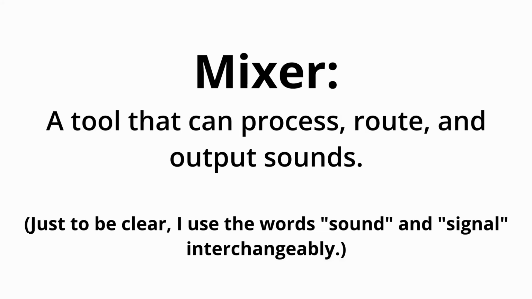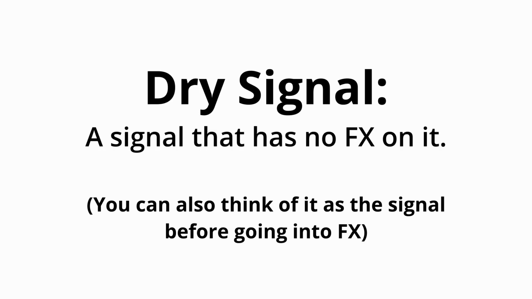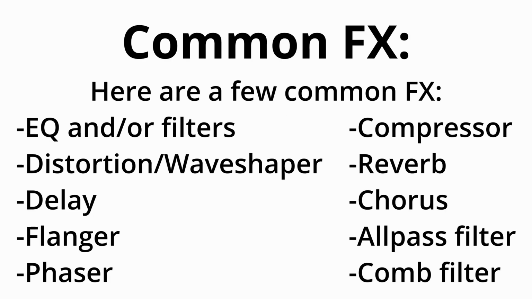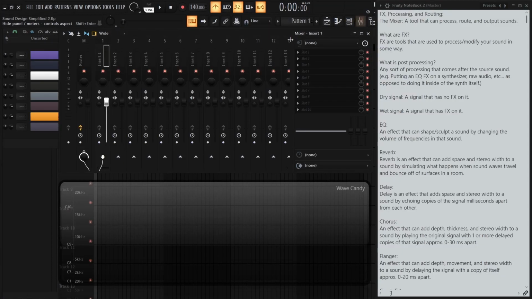So first, a mixer is a tool that can process, route, and output sounds. Effects are tools that are used to process or modify a sound. A dry signal does not have effects on it, and a wet signal does have effects on it. Alright, so now let's get into some commonly used effects like EQ, compression, reverb, etc., and what they sound like when applied. Let me just quickly route all of these to the mixer.